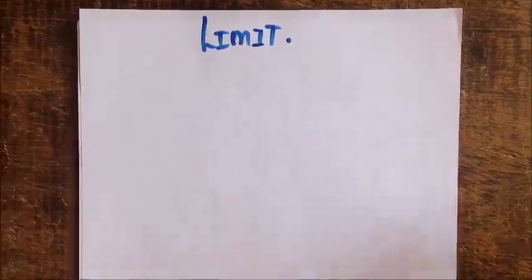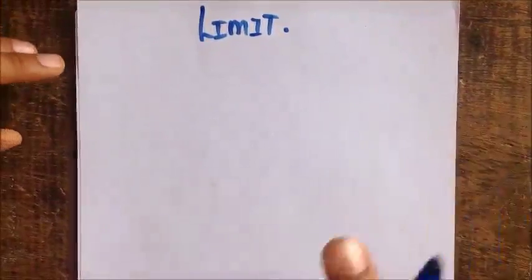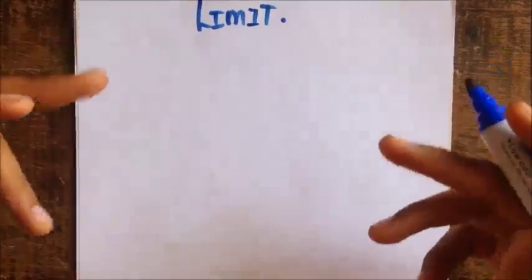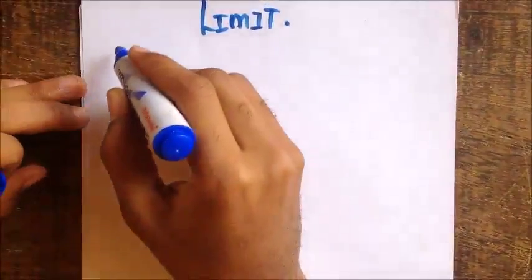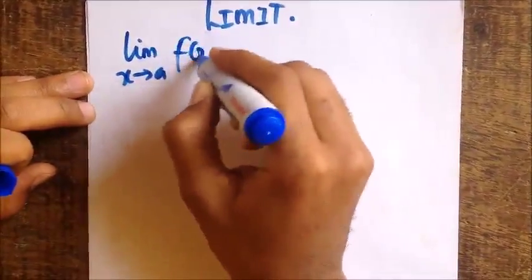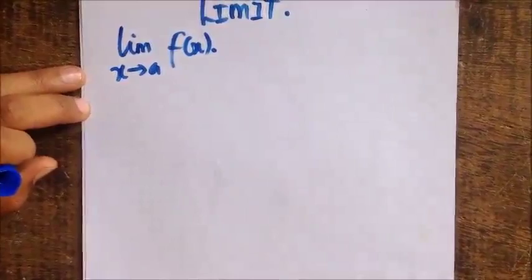There's a more technical definition, you can look that up, but basically limits are values of functions as they approach a certain point. So it's written like, let's say, lim as x tends to a of f of x. This is how limits are written.